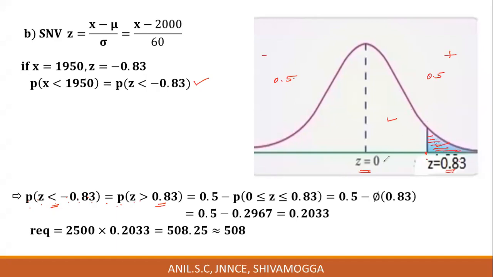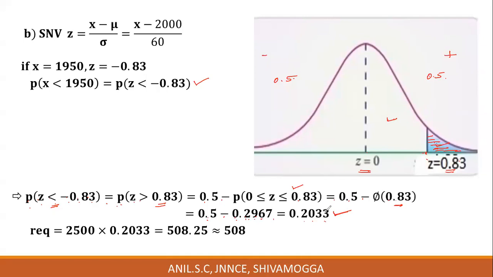Therefore, this shaded area is given by 0.5 minus this unshaded area, which is from Z equal to 0 to Z equal to 0.83. This is equal to 0.5 minus phi of 0.83. This value can be obtained by using the table. It is 0.2967. 0.5 minus 0.2967 is 0.2033. So take a calculator and verify. 0.5 minus 0.2967 is 0.203.